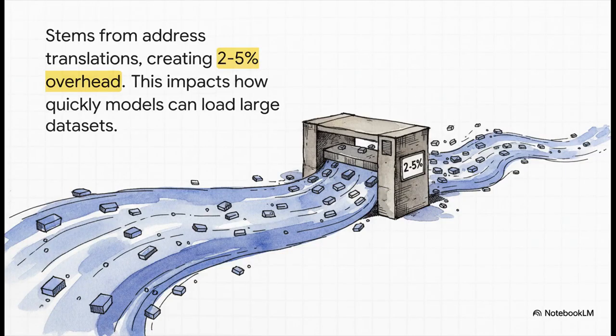Next is memory. The hypervisor is constantly playing traffic cop, translating memory addresses between the virtual machine and the physical RAM. This process can add a 2 to 5% overhead. Now, that might not sound like a huge number, but it directly affects how fast your AI model can load those gigantic datasets, and that's a huge part of the whole process.